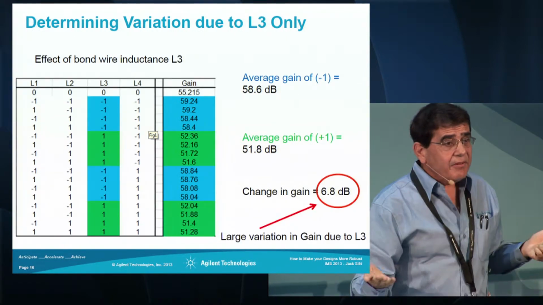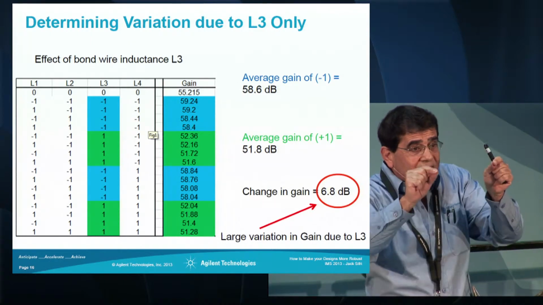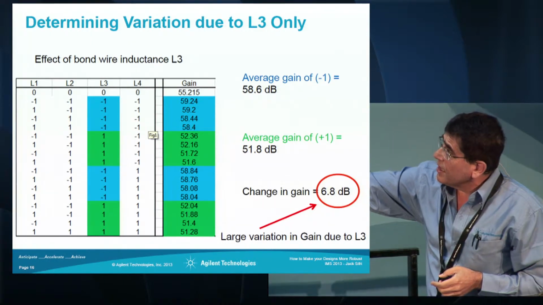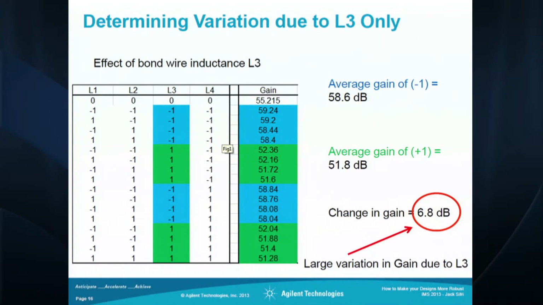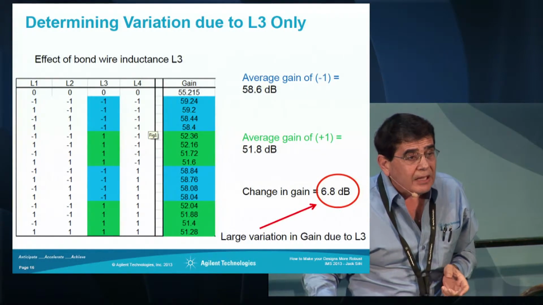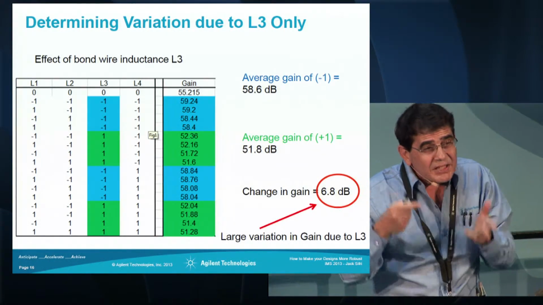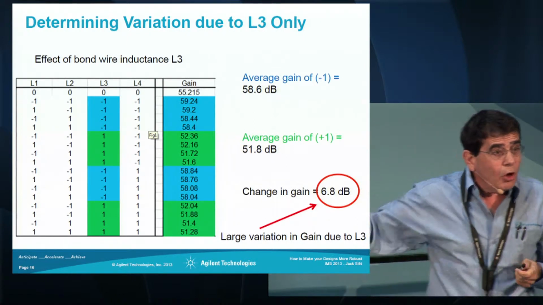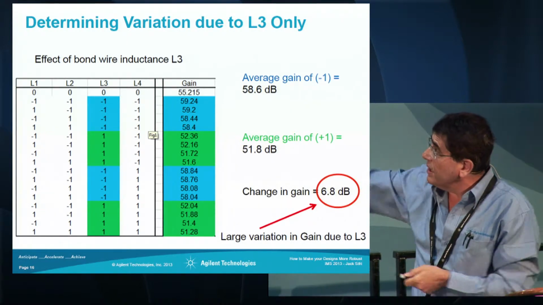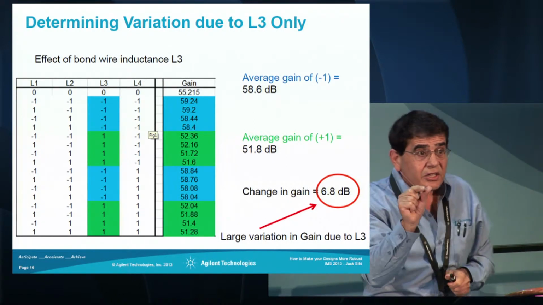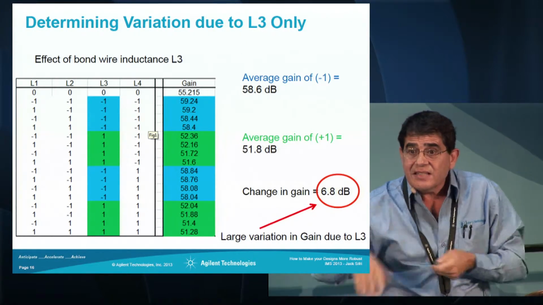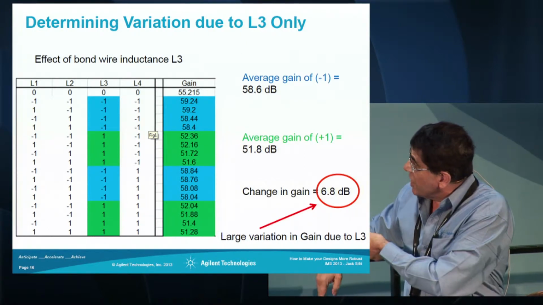Next, I take L3, the third inductor, and I do the same thing. I take all the -1s, calculate the average gain, all the +1, calculate the average gain, and the difference in the gain is 6.8 dB. Not 0.35, it's 6.8 dB now. Automatically, you know L3 is critical. The system is very sensitive to L3 because look at the change.